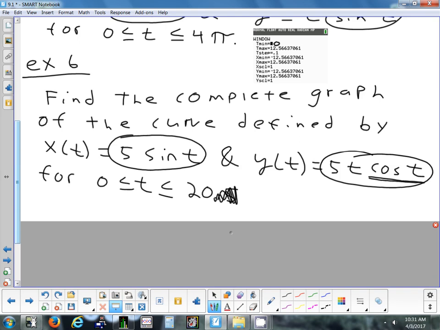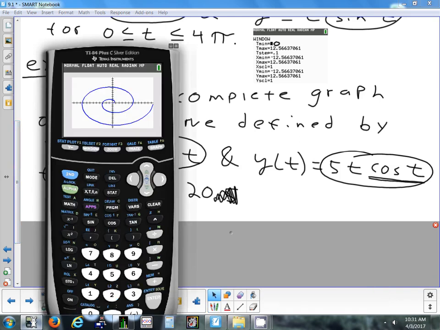If t was 50, it would be 250. If t was 1,000, it would be 5,000. The y values are not periodic. They just keep growing forever. So we're going to get a function that is periodic on the x. You're going to get repeating x values, but y values that just get bigger and bigger. So let's see what that looks like.